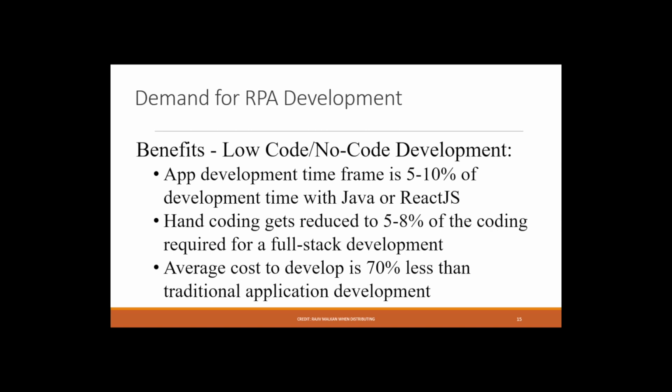The RPA software tools and platforms are already programmed with the business rules and other things, where the developer just has to drag and drop different things. So the whole coding requirement is about 10% out of the whole 100%. And the average cost to develop a bot is almost 70% less than traditional application development. That's one reason why there's a tremendous boom for the RPA development platforms and other things. Okay. Next slide.